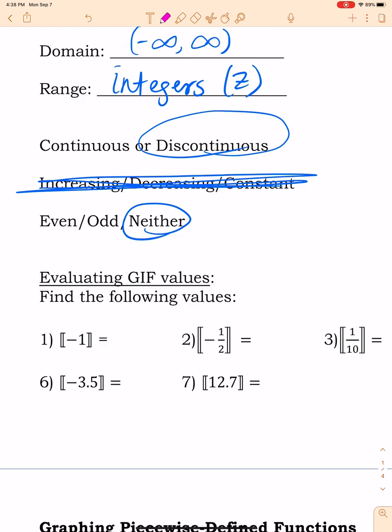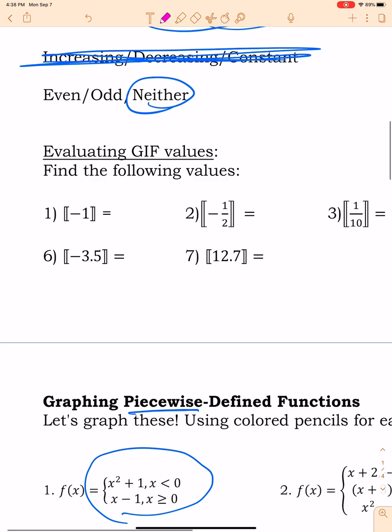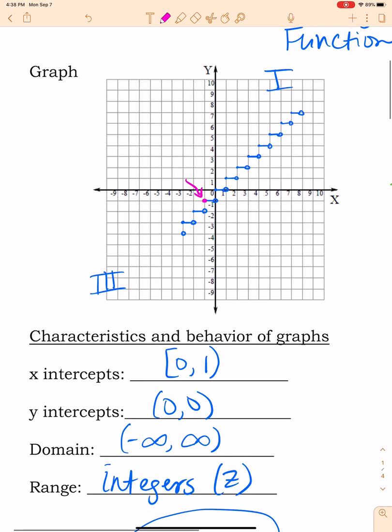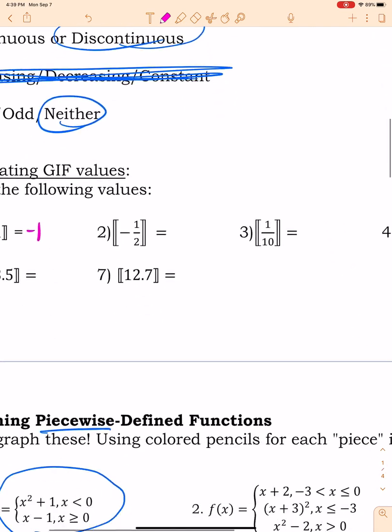So in other words, when x is -1. Well, x is -1 right here. Well, that's that ordered pair. So what's y? It's -1. All right, that was pretty easy. Okay, now what about -1/2? So when x is -1/2. Well, x is -1/2 right here. So drop down to the graph. Y is -1. Awesome.